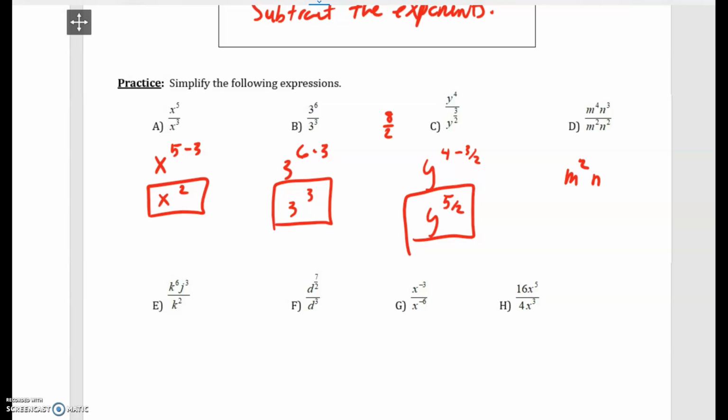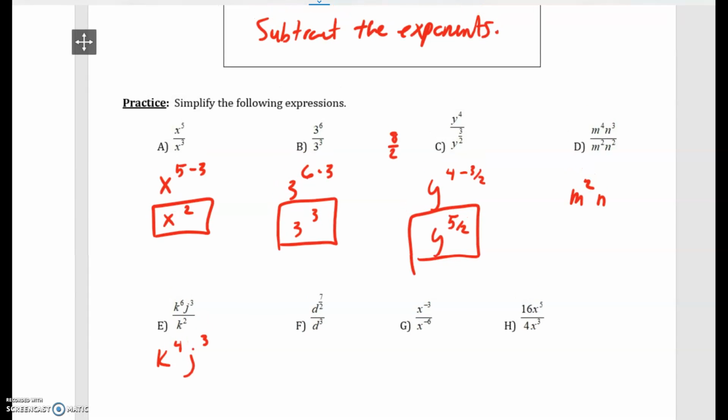All right, let's go down to letter E. Okay, so we've got k's, and then we have that j that's up top, but that's not going to be able to simplify with anything because it's only the same variable. So k to the 6th, k to the 2nd, I'm going to divide those. The rule is to subtract the exponents. So I've got k to the 4th, and I still have j to the 3rd.